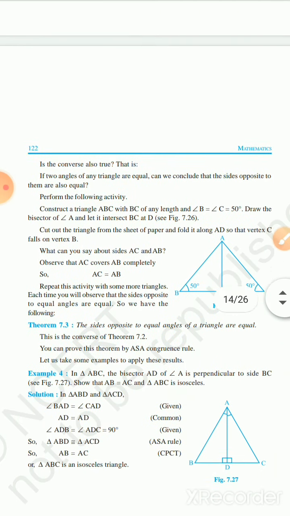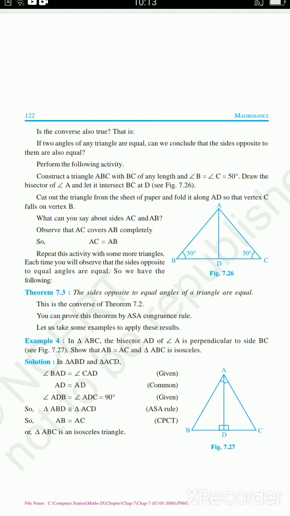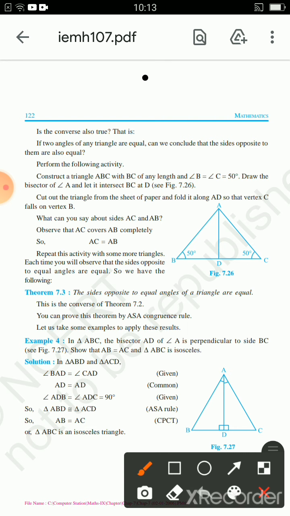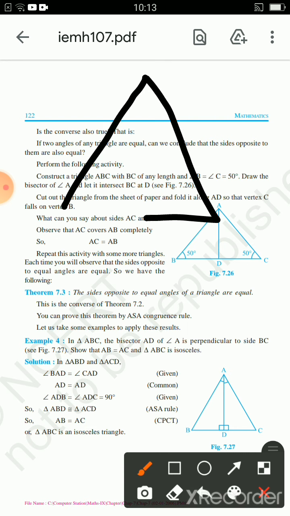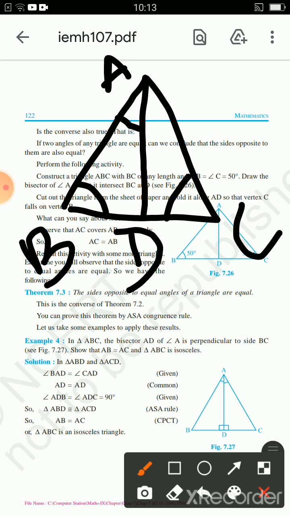Now let's come to another theorem, which is exactly the vice versa of the first one: if the sides opposite to equal angles of a triangle are equal, that means when the angles are equal, the sides are equal. How are you going to prove it? You consider a triangle ABC. Angle ABC is equal to angle ACB. Draw AD such that it is the angle bisector of angle A.